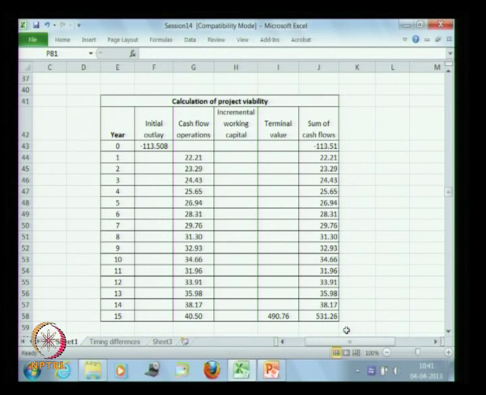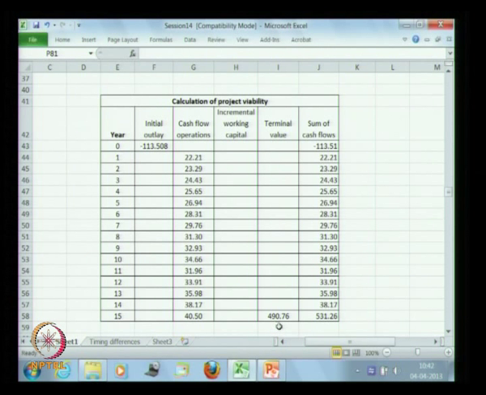113.508 million, and then subsequently the cash flow from operations is what we discussed initially, which we calculate from the year wise revenues and costs. Then we assume there is no working capital or negligible working capital investment needed, so the entire column is blank, just to indicate that there are no major working capital investments. And finally we have the terminal value, which is nothing but the value of cash flows that accrue to the project from year 16 onwards.